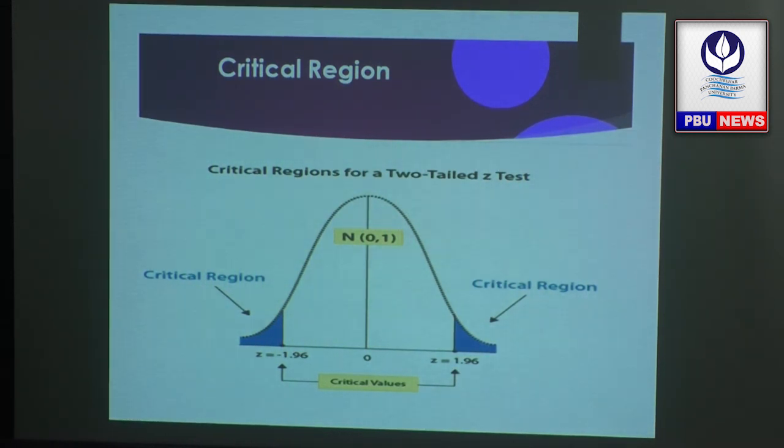Here, this is how to define critical region. This is a normally distributed curve. In this normally distributed curve, the mean equals 0 and the standard deviation equals 1. Here the z value is minus 1.96. One side is the left-hand side, one side is the right-hand side. On the right-hand side is the positive direction. On the left-hand side is the negative direction. And this curve is bell shaped.